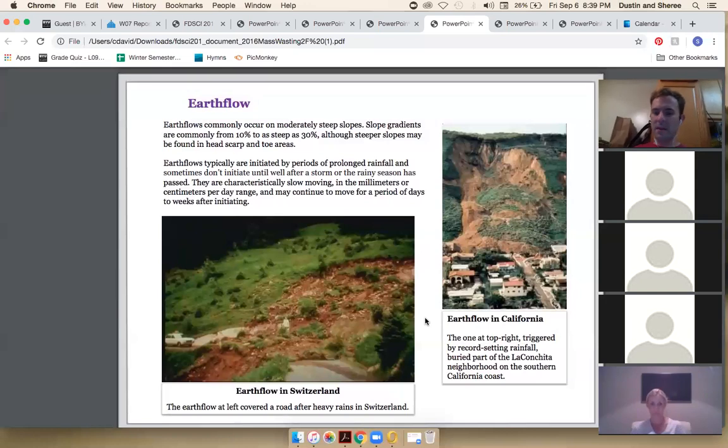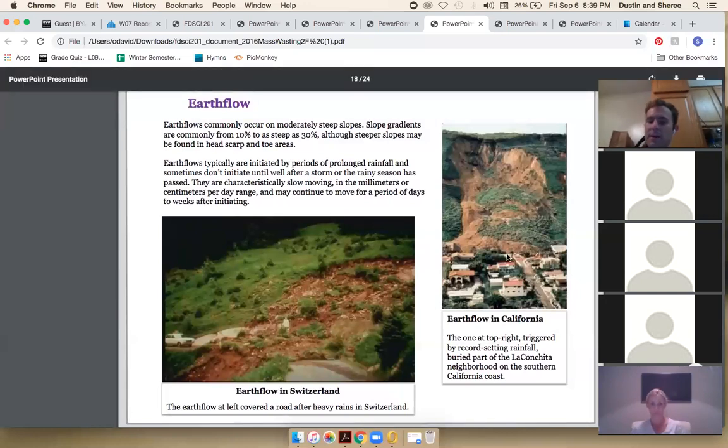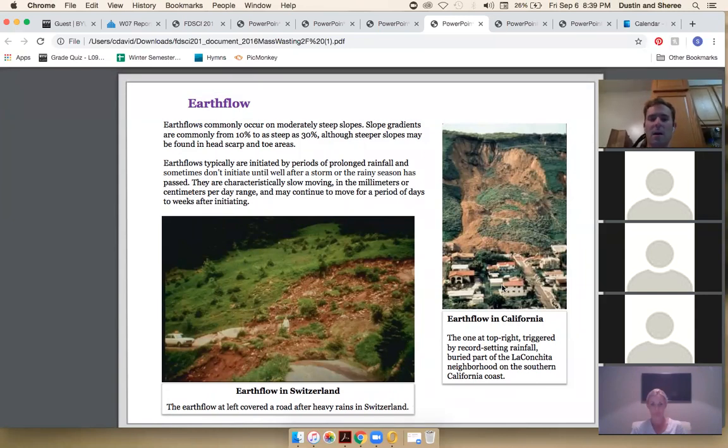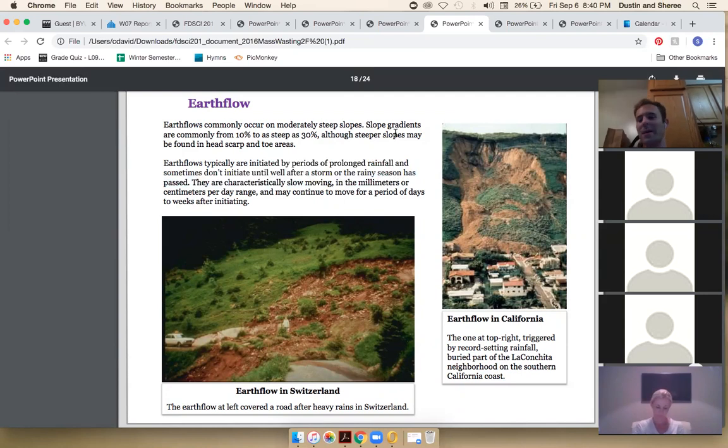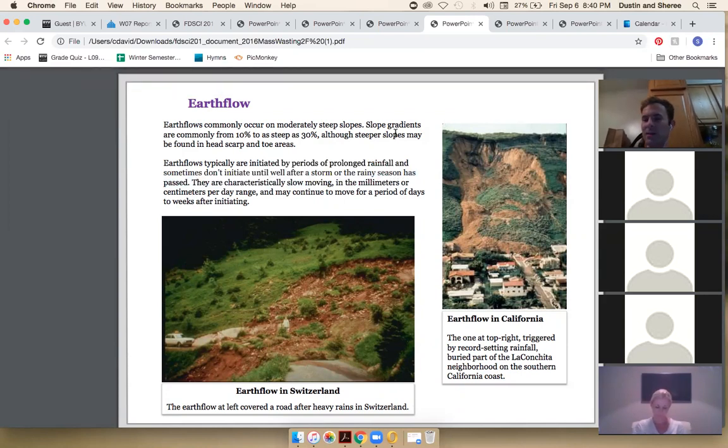Okay, this right here is the one that happened in La Conchita, California. Very, very sad, wiped out a bunch of houses, killed entire families. So these are commonly on slopes from 10 degrees to as steep as 30 degrees. So it can actually be a not very steep slope, as you saw on this one in Mongolia. But the key is right here, initiated by periods of prolonged rainfall. And sometimes they don't initiate until well after the stormy or rainy season has passed. That's just because the water gets in there and saturates the ground. It can take a long time for it to move, and then it'll slowly move.